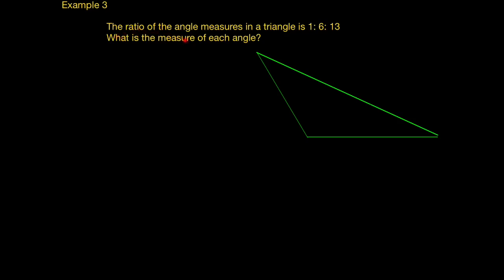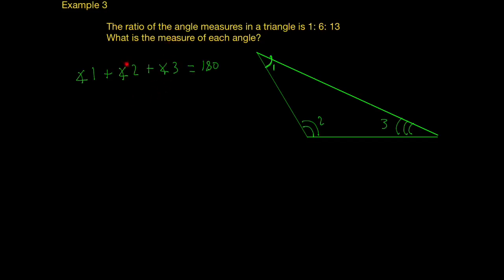The ratio of the angle measures in a triangle is 1 to 6 to 13. What is the measure of each angle? So we have 3 angles on a triangle, and from last year or from middle school, hopefully you remember that whenever you add 3 angles, let's call this one angle 1, angle 2, and angle 3, when you add these 3, you should be getting 180 degrees.